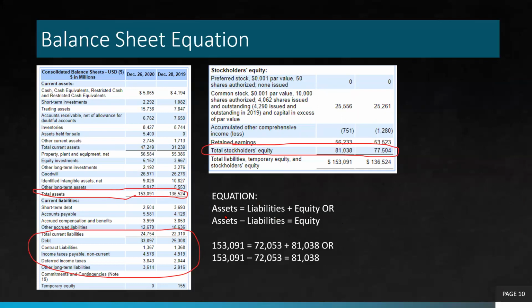So our balance sheet equation: assets equals liabilities plus equity, or assets minus liabilities equal equity. So if I look at my total assets of the 153, that equals the 72,053. And the way I'm getting the total liabilities for Intel, because there's not a line item that lists the total liabilities, I'm taking everything from total current liabilities to the bottom, coming up with 72,053. I then add my stockholders' equity, and it equals the 153. I could also take the 153,091 minus my liabilities, and it will equal 81,038, right? Because the balance sheet must always balance.